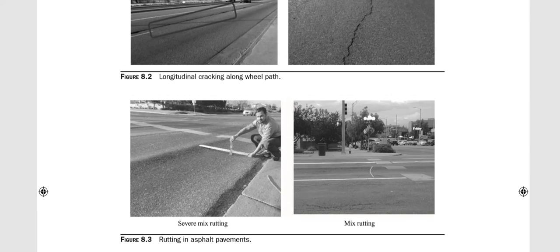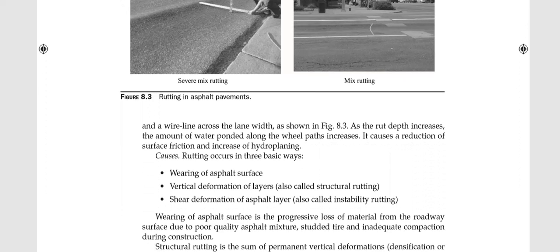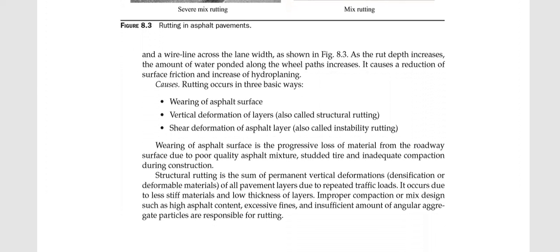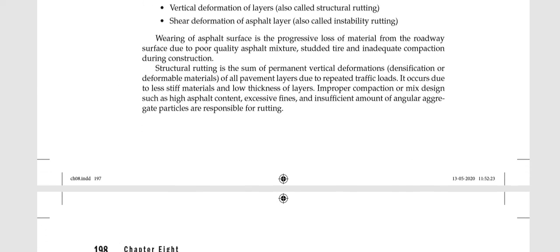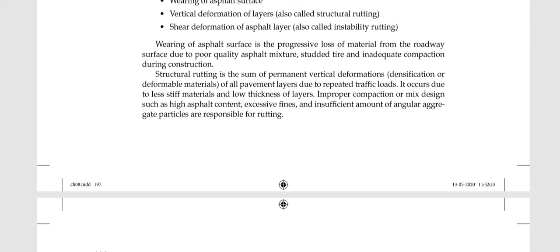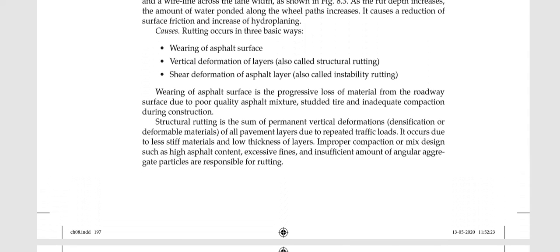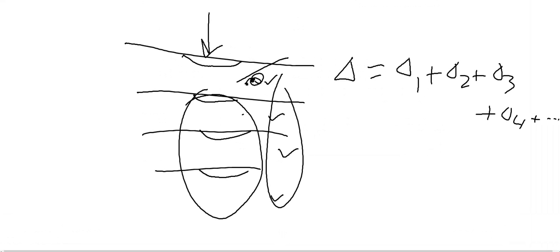Okay, again you can see here why it occurs. It may occur due to the wearing of the asphalt surface, if your tires wear the surface, but this is very minimal. Mostly it's particle deformation of the layer. Sometimes shear deformation occurs. Now, what is shear deformation? It's very important to know.